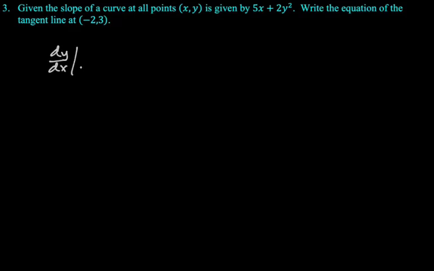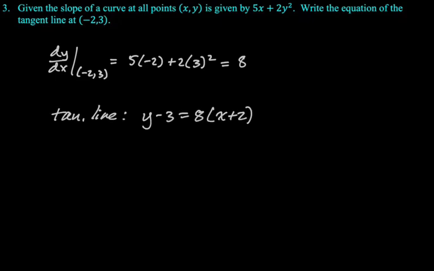At the point (-2, 3), every x that I see is going to become a negative 2, and every y I see becomes a 3. So that's going to be 5 times the quantity negative 2 plus 2 times the quantity 3 squared, which is negative 10 plus 18, so just 8. And then our tangent line in point slope form is y minus 3 equals 8 times the quantity x plus 2. That's all there is to it.